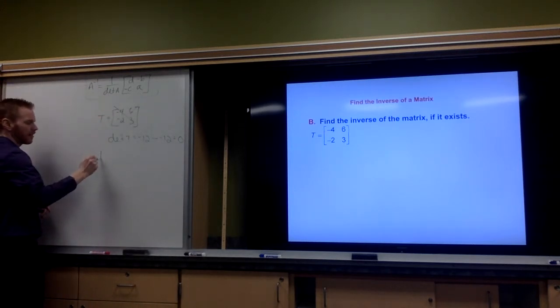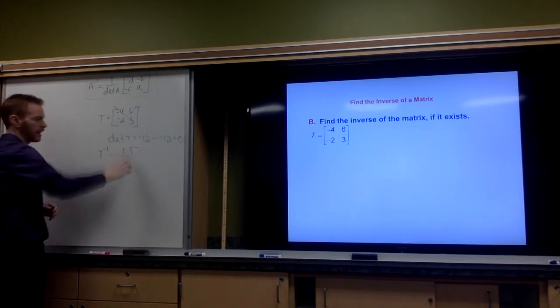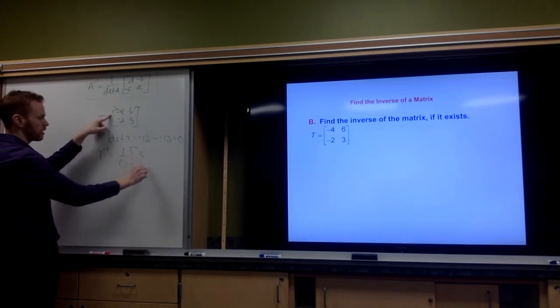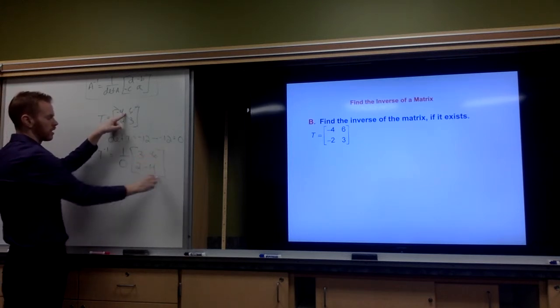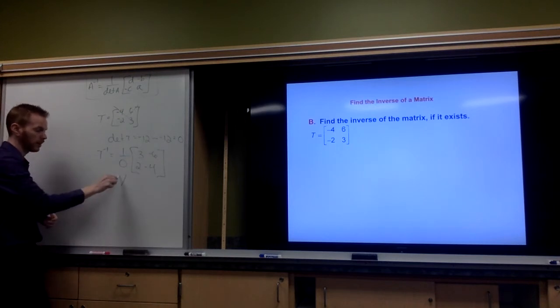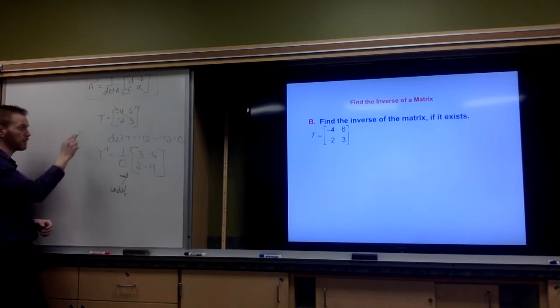If I write this out, I get 1/0 times, we switch the first diagonal, change the signs of the other one. Okay, that's what it would look like, but this is undefined, right? So this matrix has no inverse.